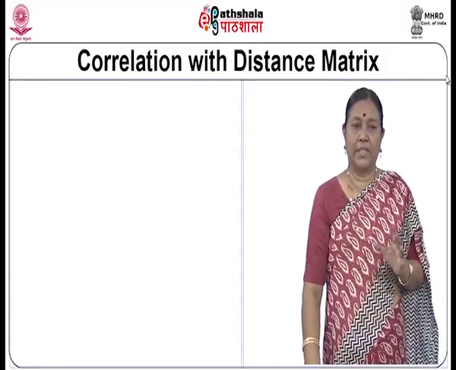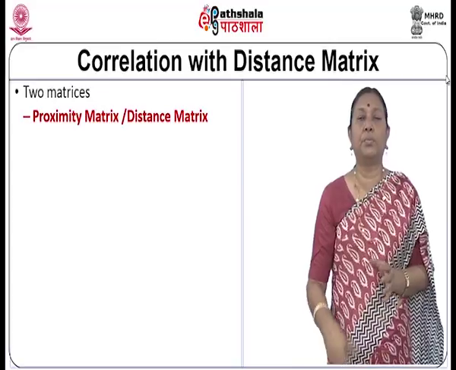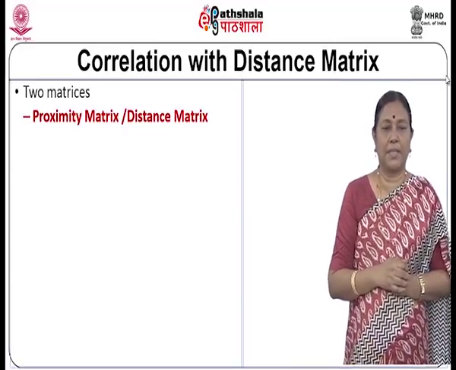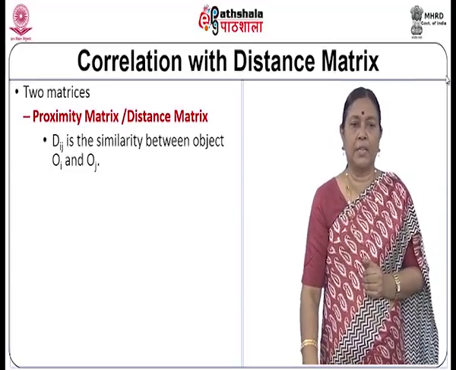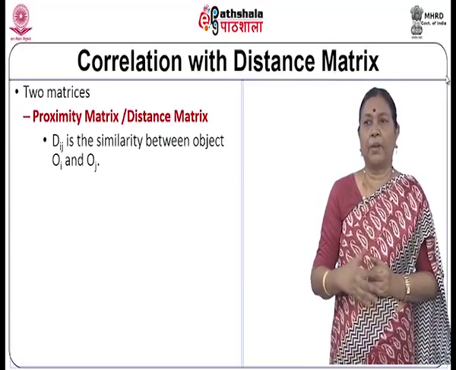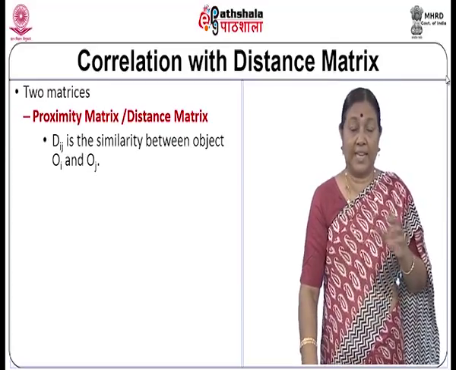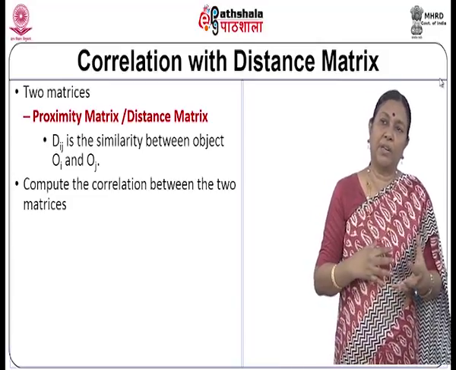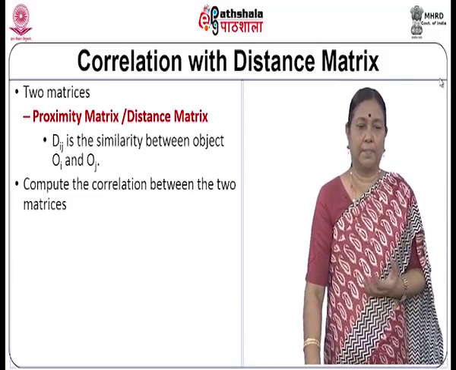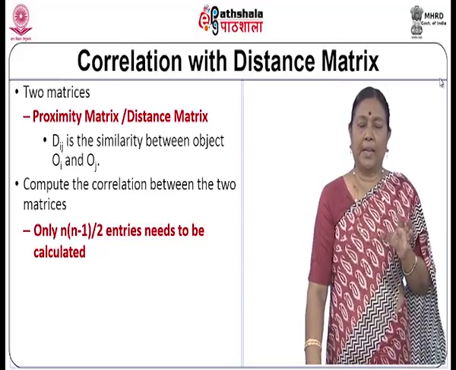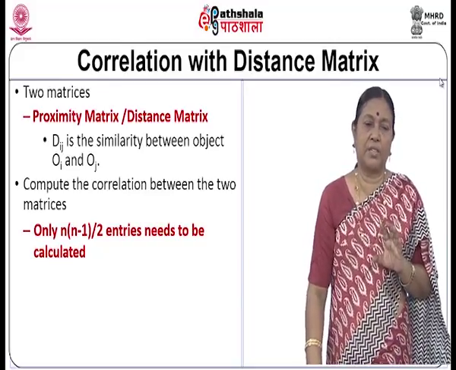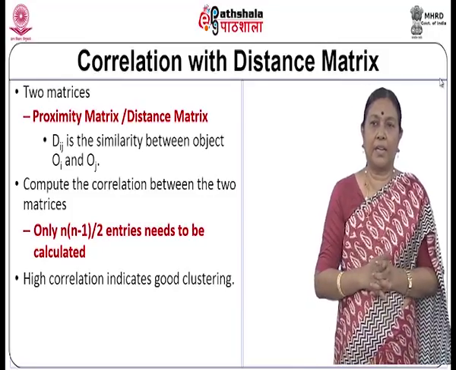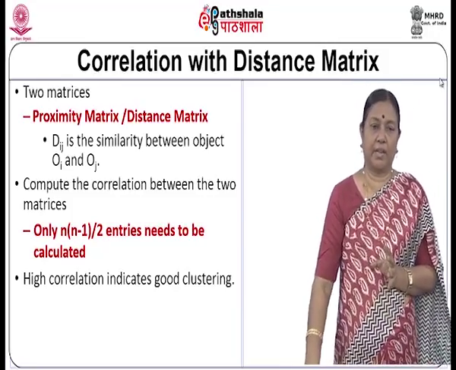Now, correlation with the distance matrix. Suppose you have two matrices, a proximity matrix and a distance matrix, where Dij is the similarity between objects Oi and Oj, and then you want to compute the correlation between the two matrices. Okay. So, only n into n minus 1 by 2 entries need to be calculated. High correlation between the two means good clustering.